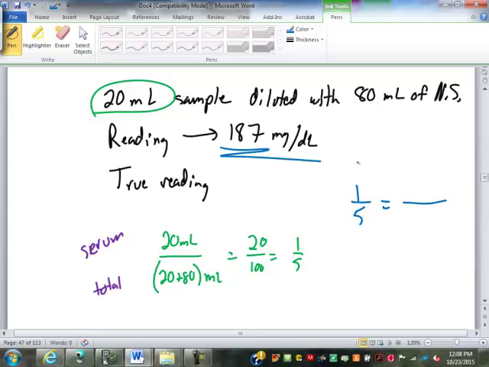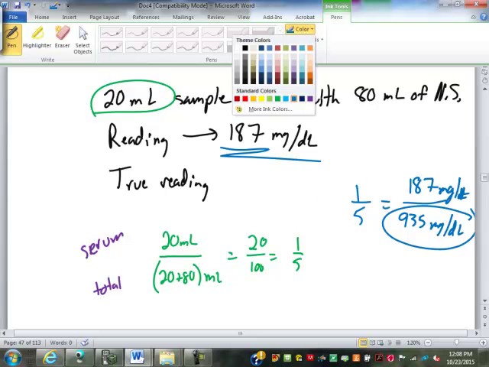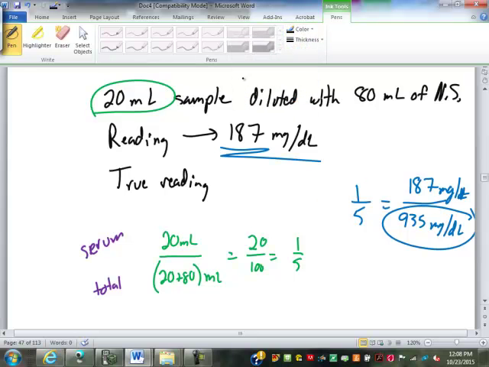Where's the 187 going to go? Well, it is the smaller number. The true value has to be bigger. So the 187 has to go on top because the 1 is the smaller number. And we cross multiply and divide here. What does that give us? Like 935 milligrams per deciliter. So make sure you're able to do that.